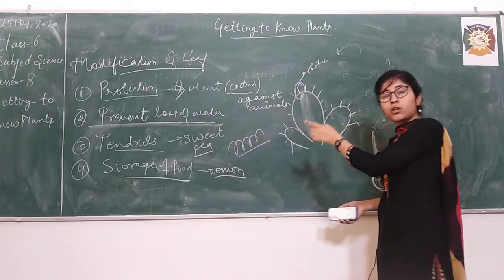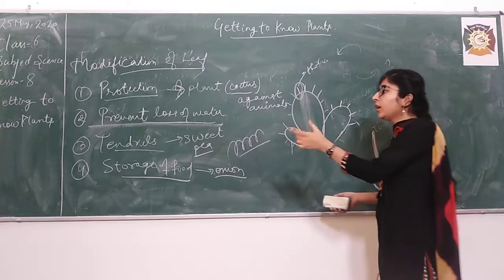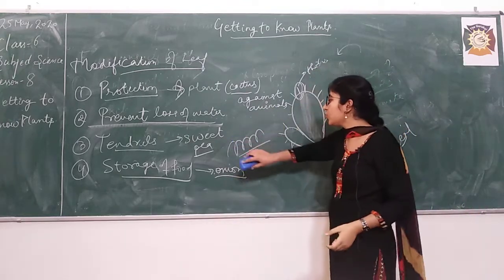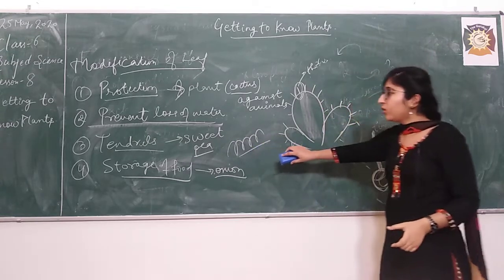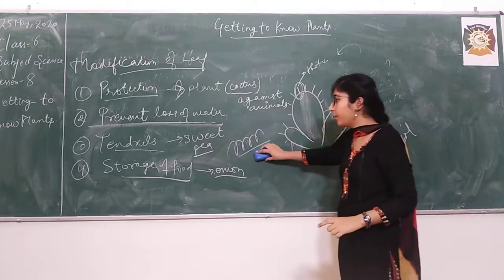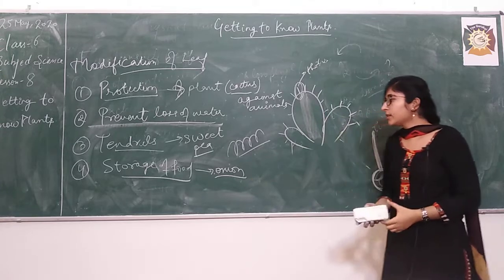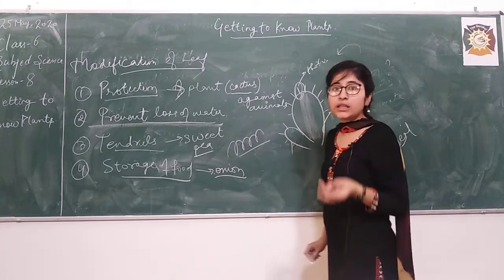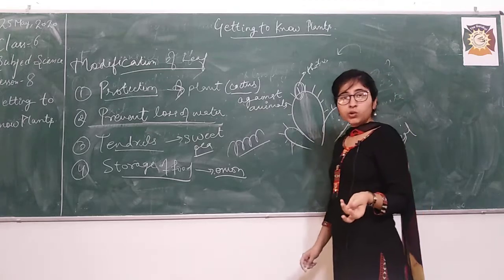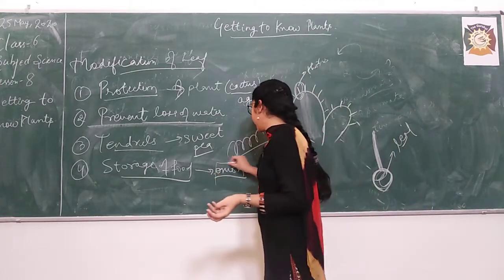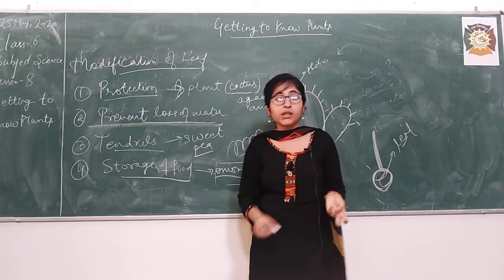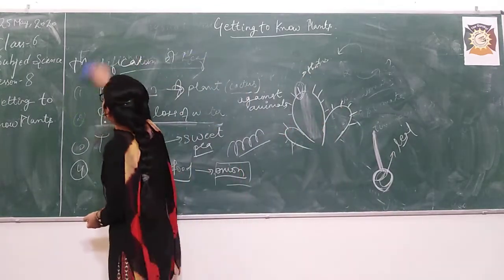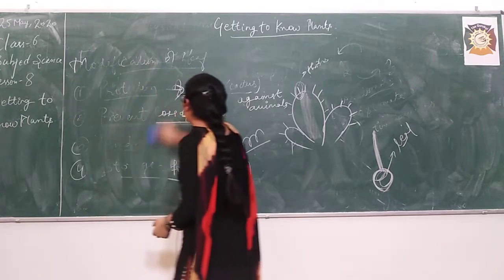Next is prevention of loss of water in cactus plant. Then there are modified leaves in sweet pea in the shape of tendrils. Tendrils are like spring-like shape. After that we had this storage of food function. We have already studied it in roots and stems. The new thing is the example. Here the example of storage of food is onion. Yes. So after this, what are we going to study?